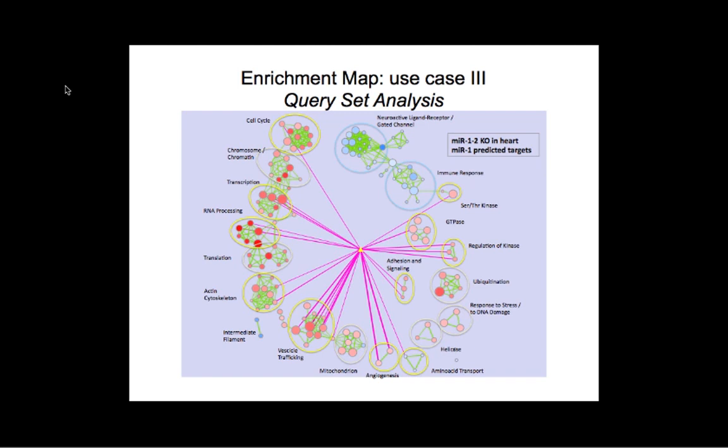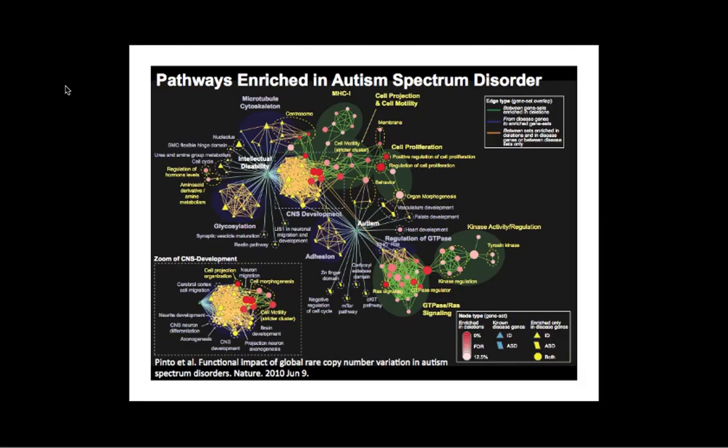So the interpretation of this map would be that the strongest connections between the predicted microRNA targets and these pathways are probably the ones most likely to be directly regulated by that microRNA. So this is another use of enrichment map. We computed the enrichment map and then added another gene set afterwards to look at how it was related to the pathways.